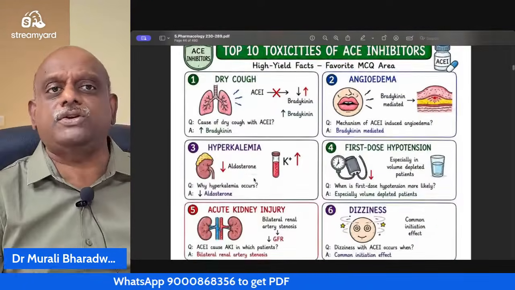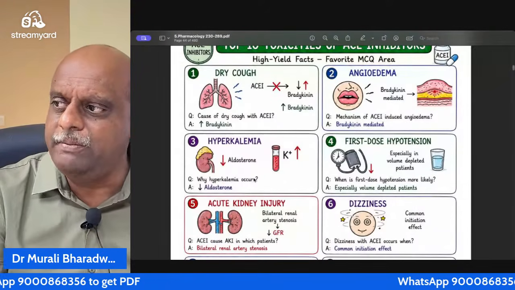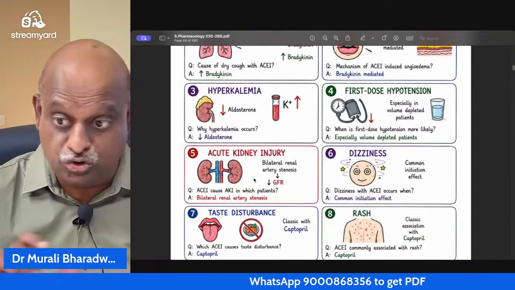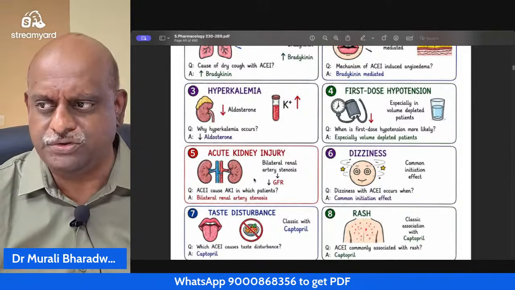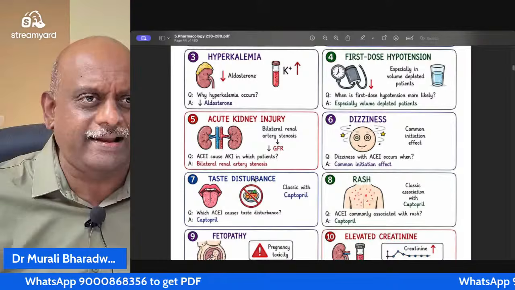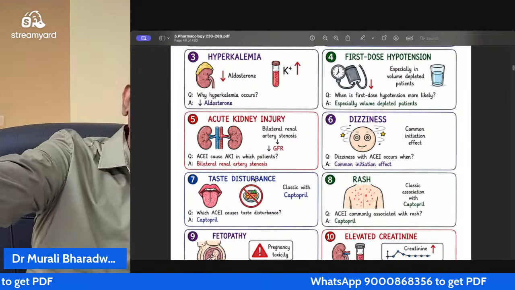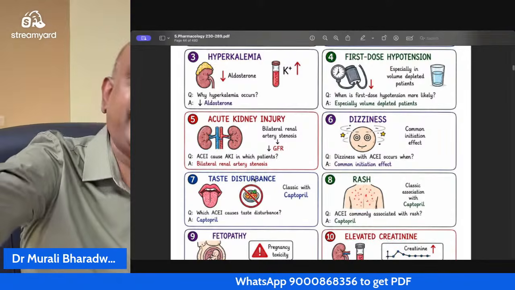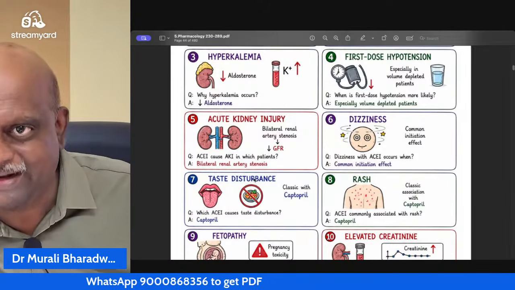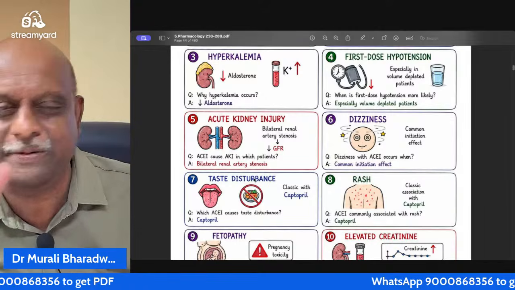So now what are the side effects of ACE inhibitors? Dry cough because of high bradykinin. Angioedema, also bradykinin related. Hyperkalemia, first dose hypotension. Acute kidney injury can occur, especially when bilateral renal artery stenosis is there. ACE inhibitors are contraindicated. If only unilateral renal artery stenosis is there, ACE inhibitors are indicated. Please remember these 2 points. Unilateral is indicated, bilateral is contraindicated. Favorite way of asking by the examiner.